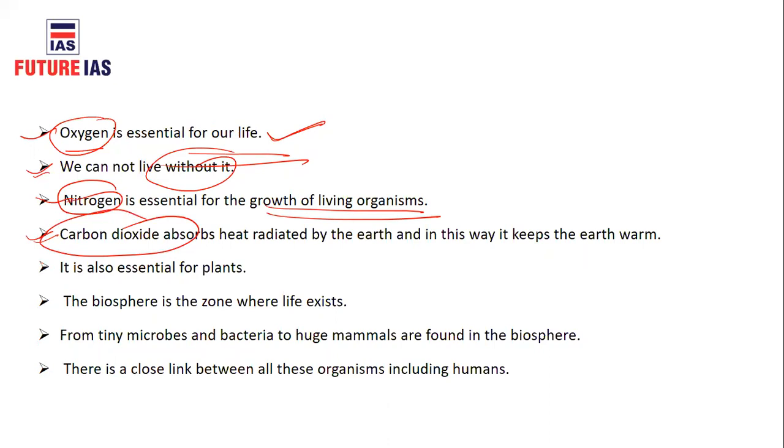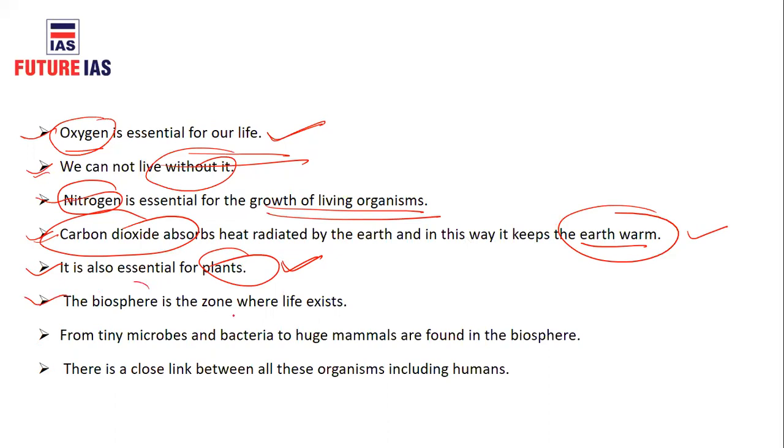Can you assume what would have happened if carbon dioxide or these greenhouse gases had not been present in the atmosphere? The Earth's maximum temperature in the daytime would have gone to an unsustainable limit, and in the nighttime it would have reached a frozen limit. So without greenhouse gases, the heat-absorbing gases, Earth would not have been habitable. They keep the Earth warm enough so that we can live on it. It is also essential for plants, because plants use the process called photosynthesis to produce their carbohydrates and energy.